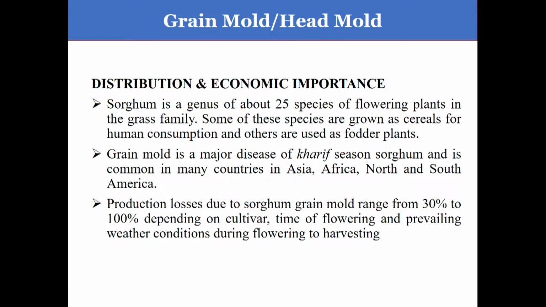North and South American countries, and the production losses due to sorghum grain mold range from 30% to 100%, depending upon the cultivar, time of flowering, as well as prevailing weather conditions during flowering to harvesting.